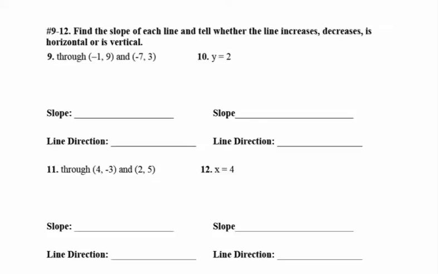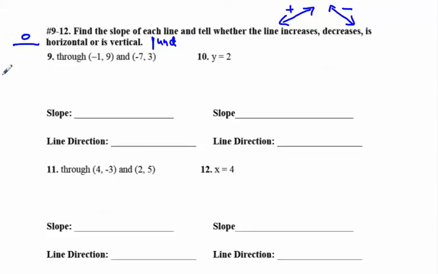In 9 through 12, we are finding slope. We're going to tell if the line increases or if it decreases, if it's horizontal, or if it's vertical. So remember, an increasing line would have a positive slope, a decreasing line would have a negative slope, horizontal is a zero slope, and vertical is an undefined slope.